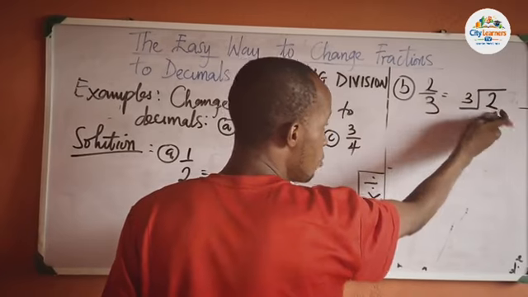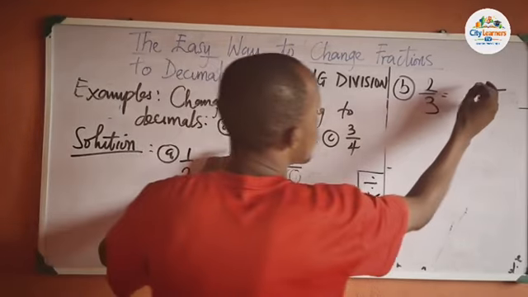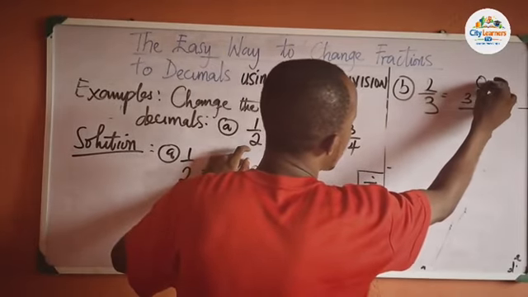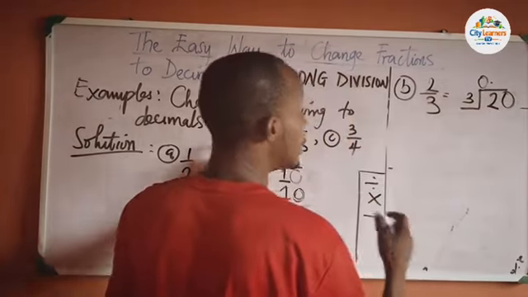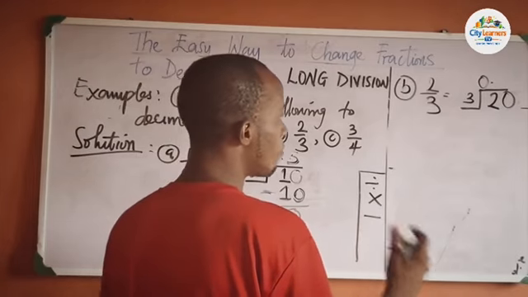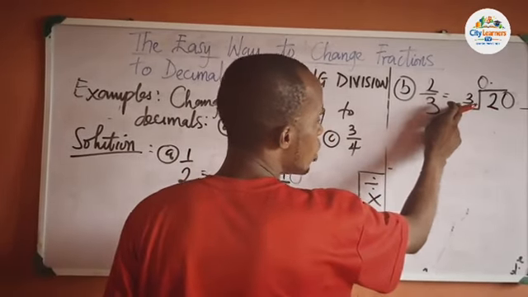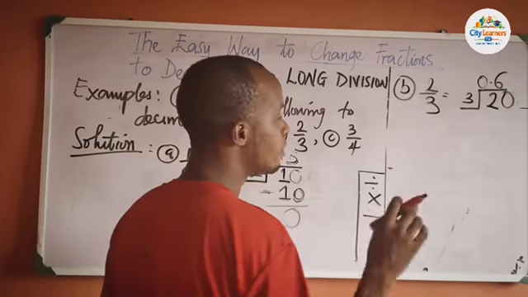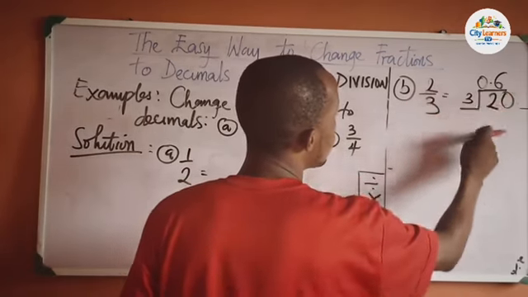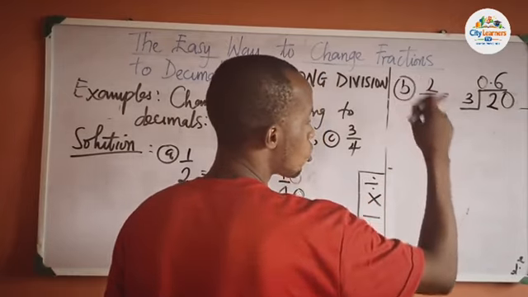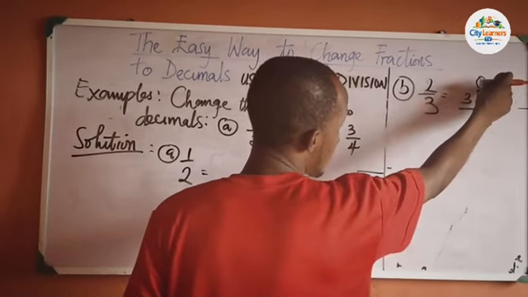And this is impossible. 3 is bigger than 2. So we repeat the same process, introduce a 0 and a decimal point, and then introduce a 0 to the number inside. In this way, you can divide conveniently. If you divide 20 using 3, you are going to get 6, remainder 2. Because 3 multiplied by 6 will give you 18. So dividing 20 by 3 gives me 6.